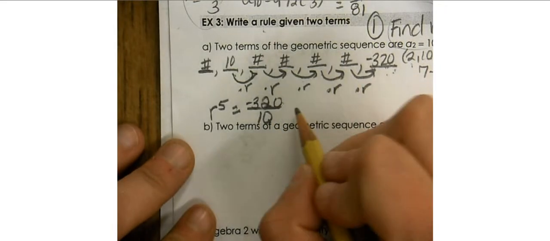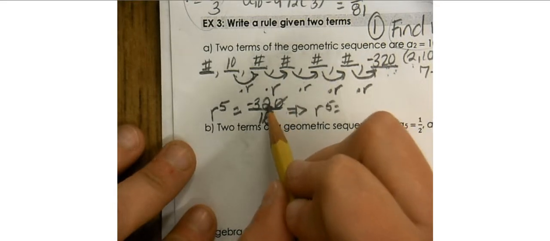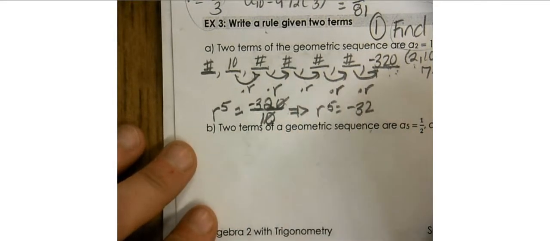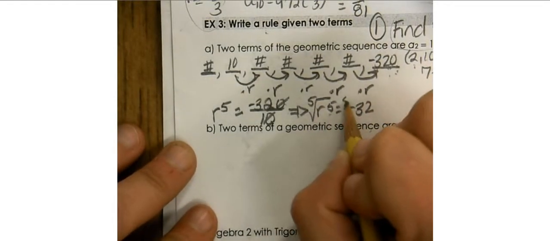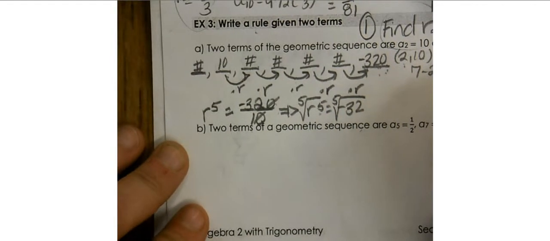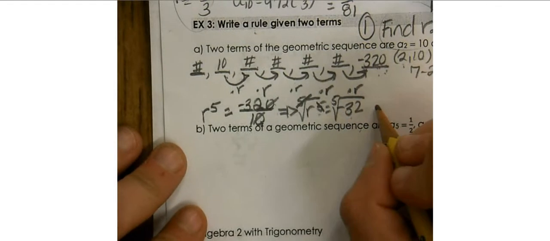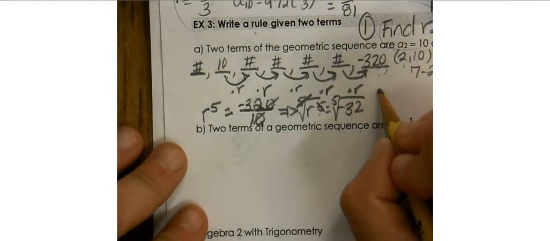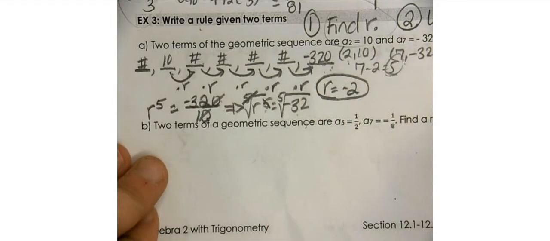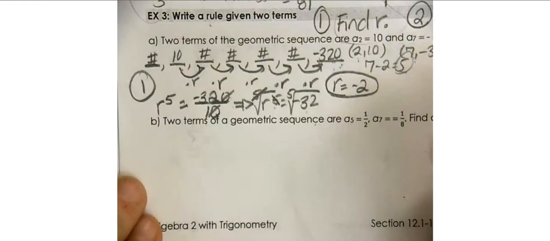So I'm going to clean up this problem a little bit and make this r to the 5th power equal to, the zeros will cancel out, and negative 32 over 1 is negative 32. Now, in order to get rid of the 5th power, I'm going to take the 5th root of both sides, or I can raise both sides to the 1/5 power. The 5th power and the 5th root cancel out, and the 5th root of negative 32 is equal to negative 2. So r is equal to negative 2. So now that I know that r is equal to negative 2, I have just completed step number 1.